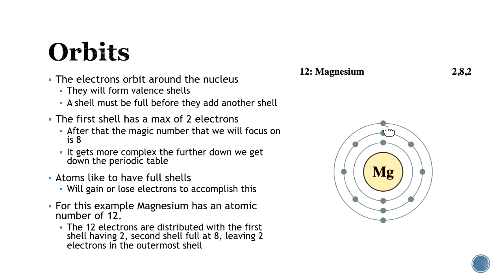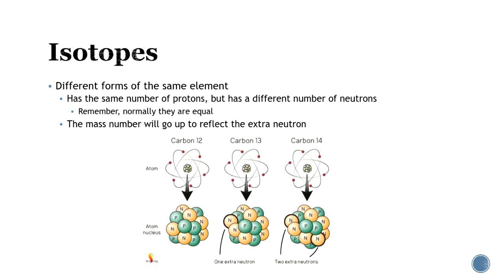Now, something the book does mention briefly are isotopes. Isotopes are pretty much different forms of the same element. Right here on this diagram, I'm showing carbon 12, 13, and 14. Carbon 12 is a common one. But what happens is you're going to have the same number of protons, but a different number of neutrons. For each neutron you add, it's going to raise this number right here. So we might be at 6, 6, but now we're at 6, 7, 6, 8. We keep adding those, so the mass number is going to reflect the extra neutrons.